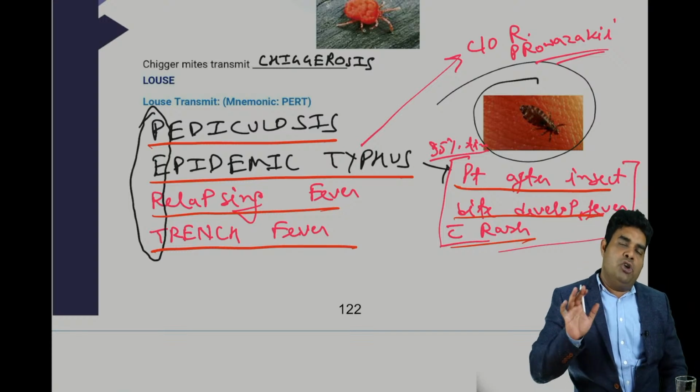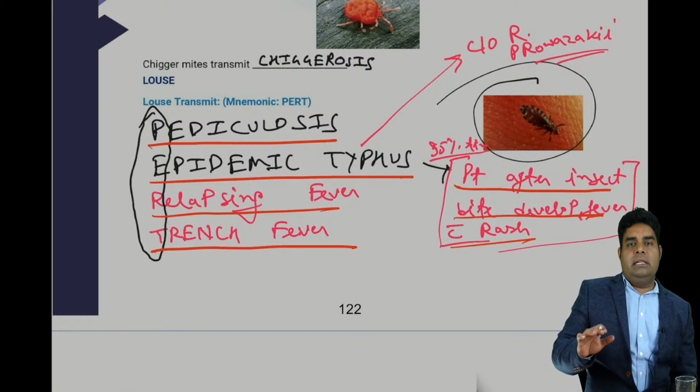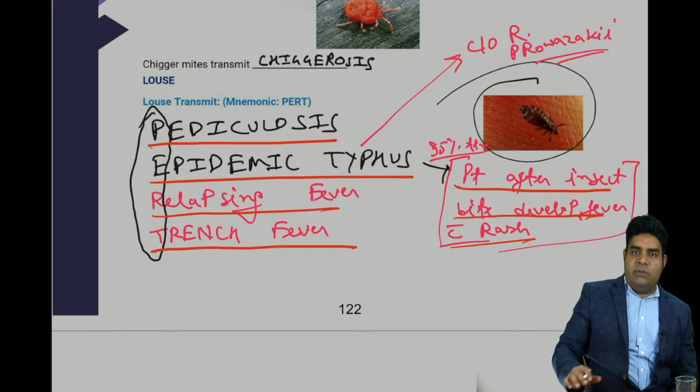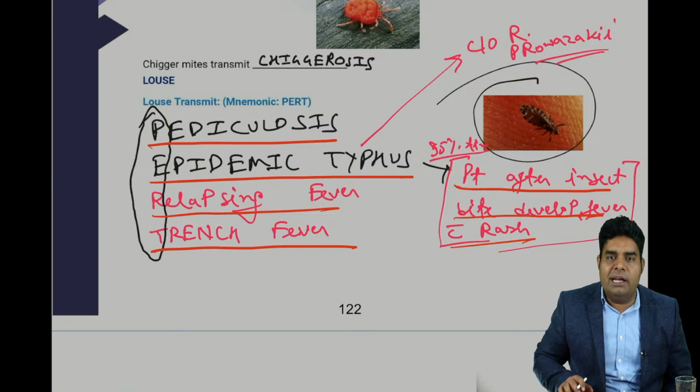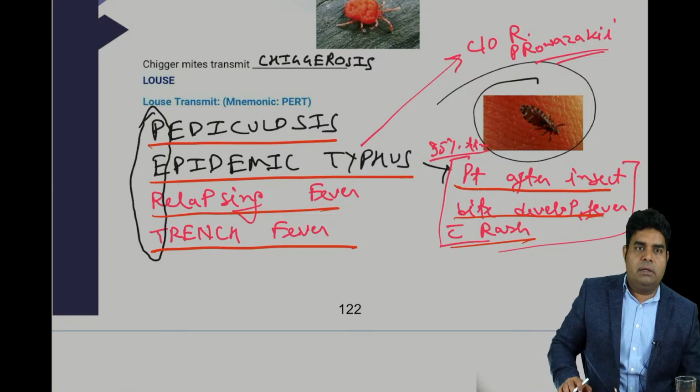95% of the time, if they say a human bitten by an insect develops rash and all, then that is epidemic typhus. But who is the causative organism? Rickettsia prowazekii. Okay.